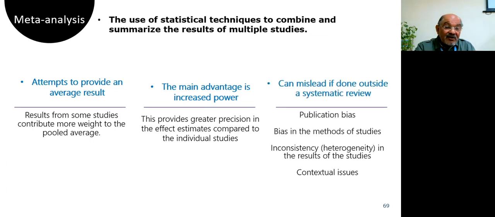But if you don't do it outside a systematic search for all the evidence, you may get publication bias where you only find positive studies, right? And if you do not assess the risk of bias in the studies, you'll get a result, but you do not know whether you can trust that result. And if you don't look and see, are the results consistent? And if they're not consistent, why are they different? You will get an unreliable result.